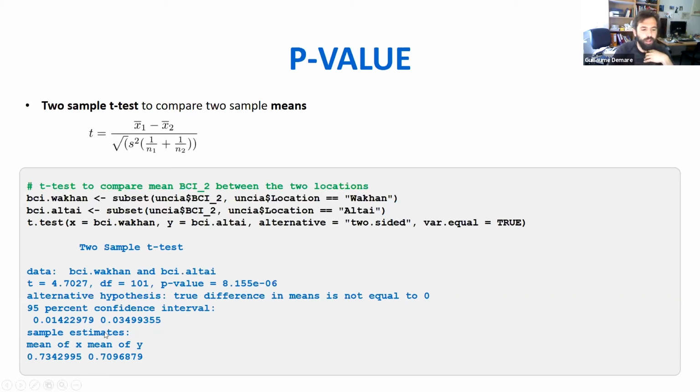It also gives you the sample estimates, so the mean of X and the mean of Y. So the mean for VACAN is 0.73 and the mean for ALTI is 0.7. So again, we can see that ALTI has a lower BCI on average than VACAN.